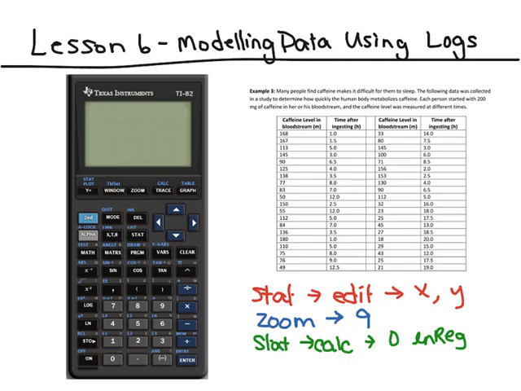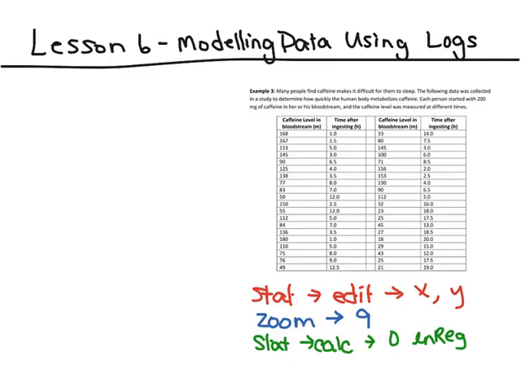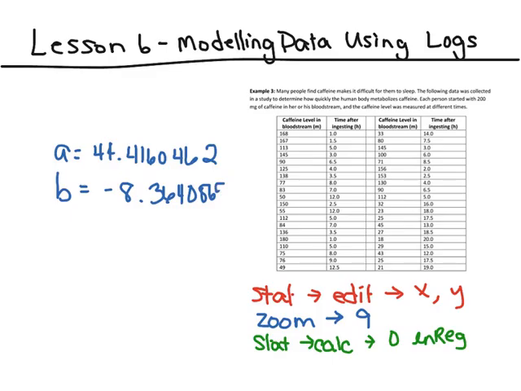And the numbers that you should get are A is equal to 44.4160462 and B is equal to negative 8.364086594. So our logarithmic function is y equals 44.42. We're going to go to the nearest hundredth, minus 8.37 ln x.